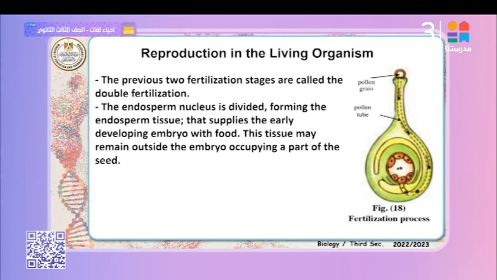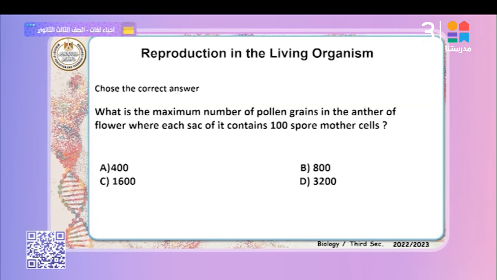The previous two fertilization stages are called the double fertilization. The endosperm nucleus is divided, forming the endosperm tissue that supplies the early developing embryo with food. This tissue may remain outside the embryo, occupying part of the seed. That's right. Okay, now we are going to focus on these questions.